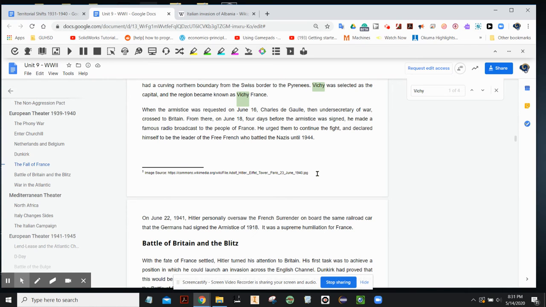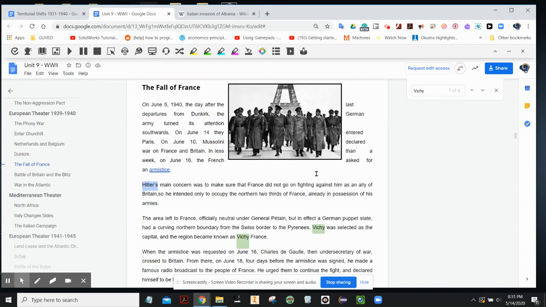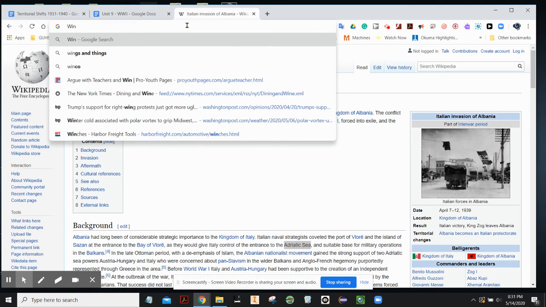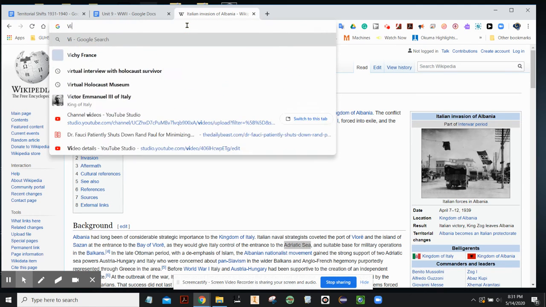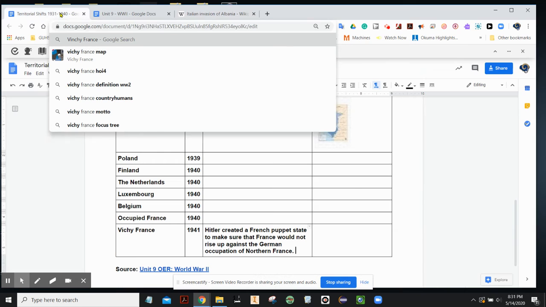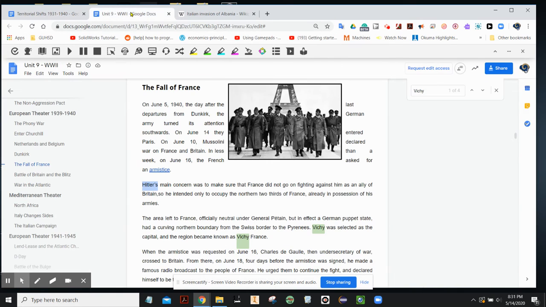So it didn't work, but it's part of history and it is part of a map. Again, you're going to have to find this map, and we're going to go Vichy France. And we said the date on that was 1941.